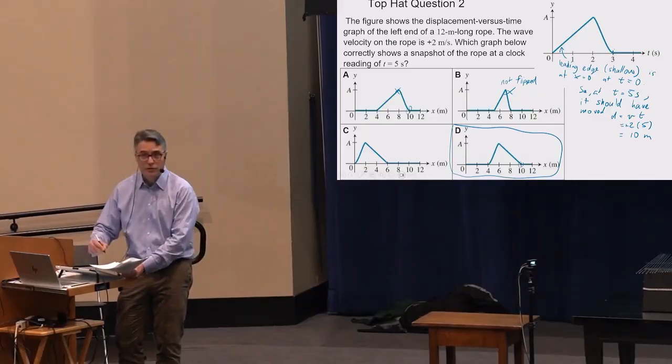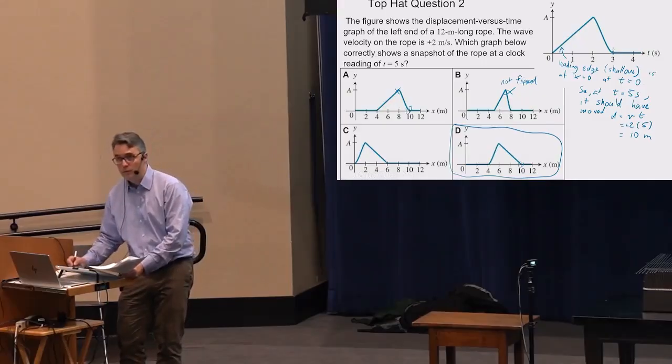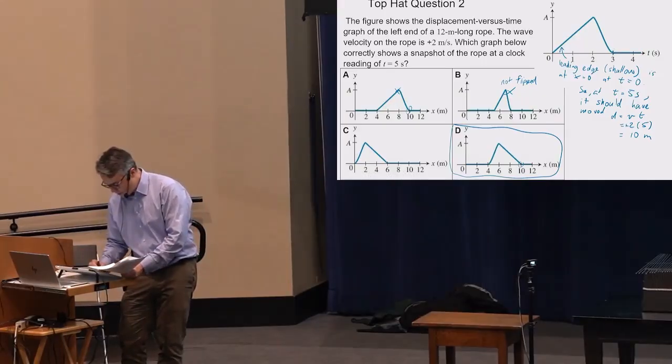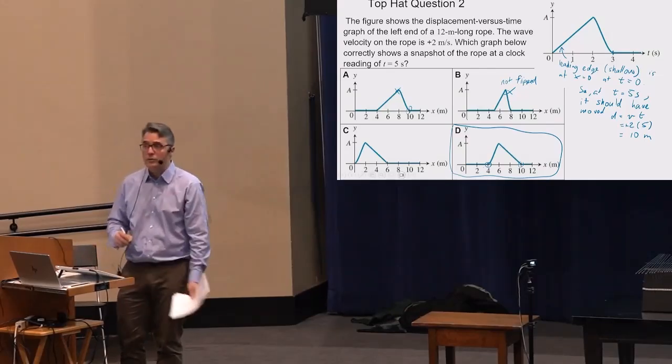And then there's another 2 seconds to 5 seconds. That should have moved 2 times 2, should be 4 meters away. So it does make sense, again, that the end of the wave is 4 meters away from the end.